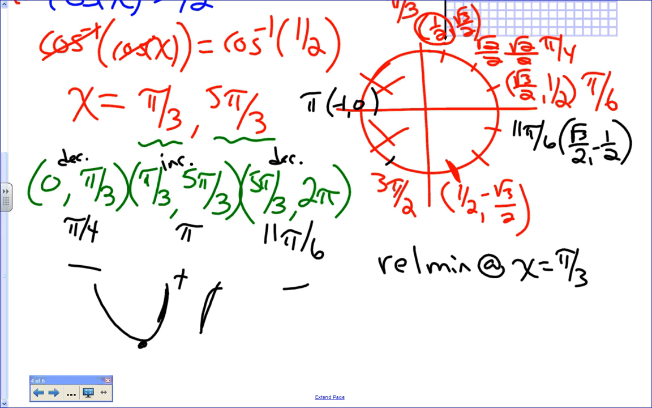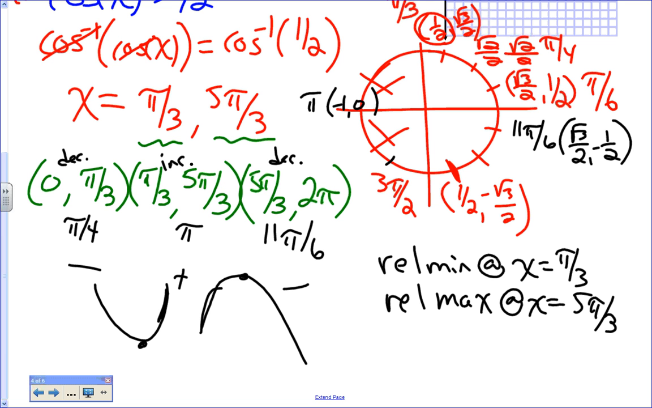It's increasing, and then at 5 pi over 3, it has a choice. Maybe it's going to change direction, maybe it doesn't, and it does because it goes to decreasing. And so then we know we have a relative max at x equaling 5 pi over 3. Now, is this asking you about absolute max, absolute min? No. It's just asking about relative extrema here. And there are your answers.